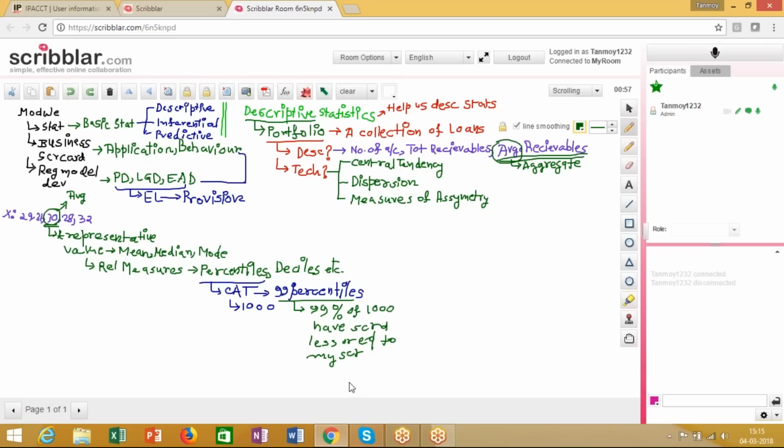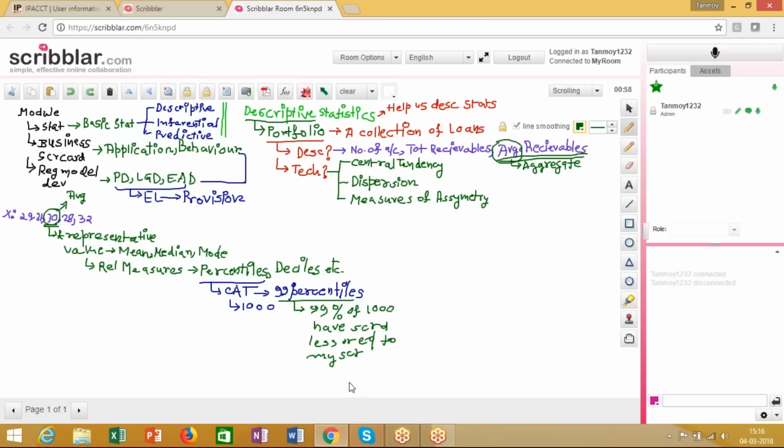Therefore, in each person, if I say I got 99 percentile, what it means is that I have got a marks X, which is greater than or equal to the marks obtained by the remaining 99% of the population. So I've got marks which are greater than or equal to the marks obtained by 99% of the total test taking population. Over here it is 1000. So 99% of 1000 have scored marks which are less than or equal to mine.